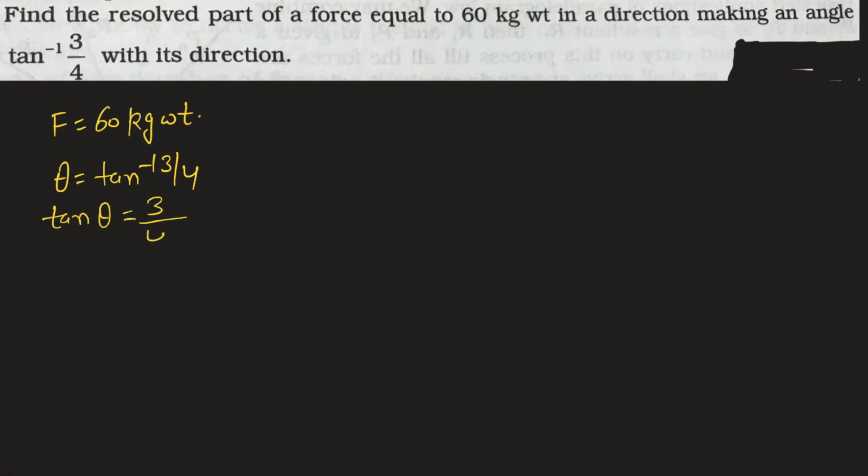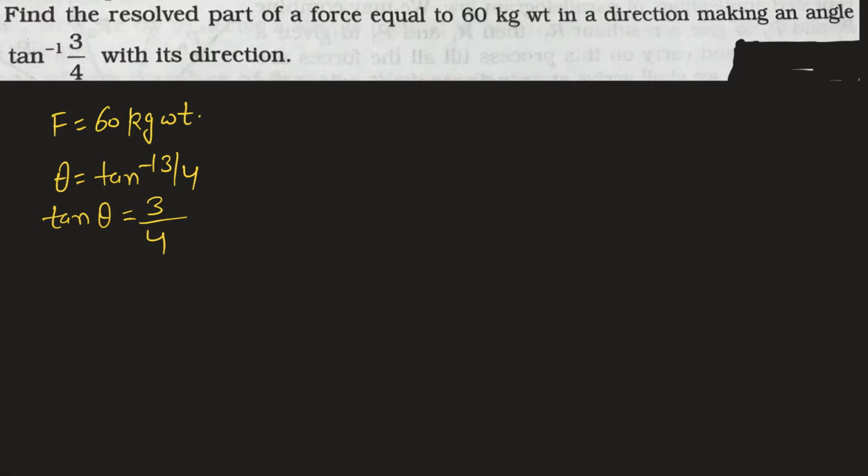The problem is: find the resolved part of a force equal to 60 kilogram weight. So the force given is 60 kilogram weight, say F is 60 kilogram weight. Find the resolved part of a force equal to 60 kilogram weight in a direction making an angle tan inverse. The angle it is making, say theta, is equal to tan inverse 3 by 4. So tan theta will be 3 by 4.